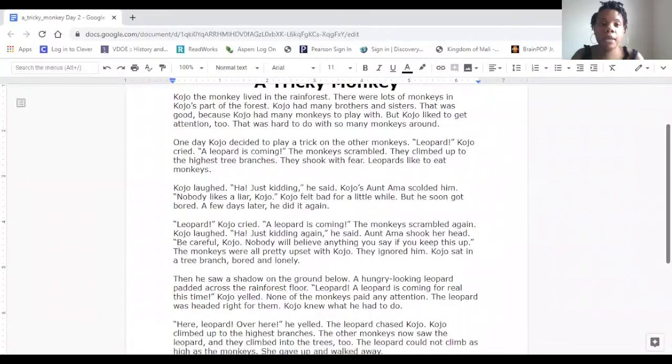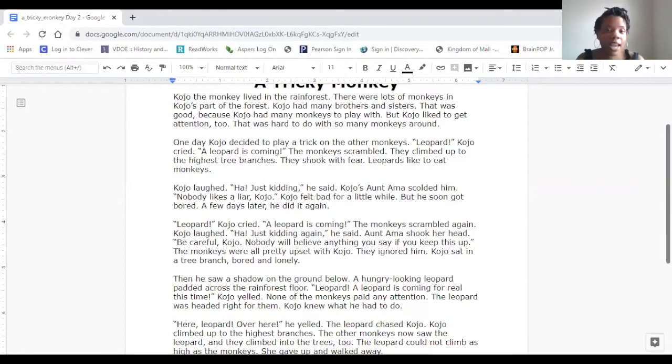A tricky monkey. Kojo the monkey lived in the rainforest. There were lots of monkeys in Kojo's part of the forest. Kojo had many brothers and sisters. That was good because Kojo had many monkeys to play with. But Kojo liked to get attention too. That was hard to do with so many monkeys around. One day, Kojo decided to play a trick on the other monkeys.